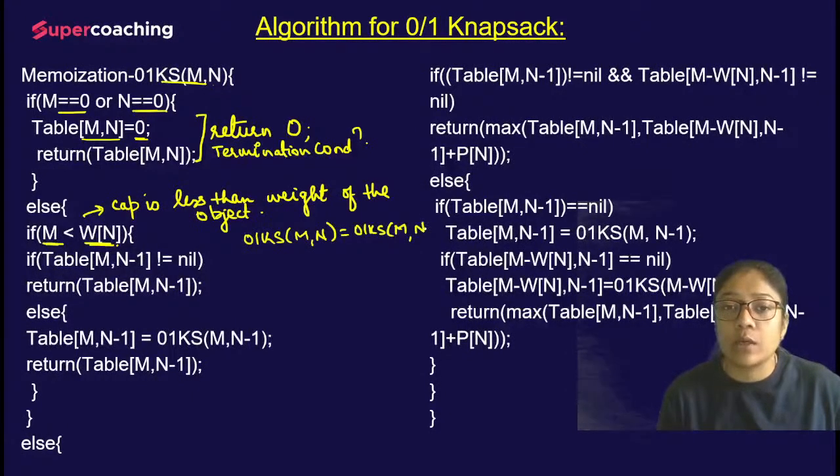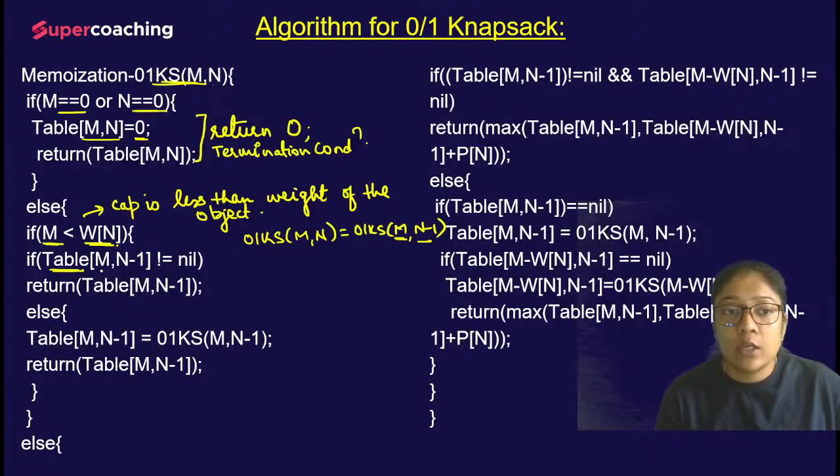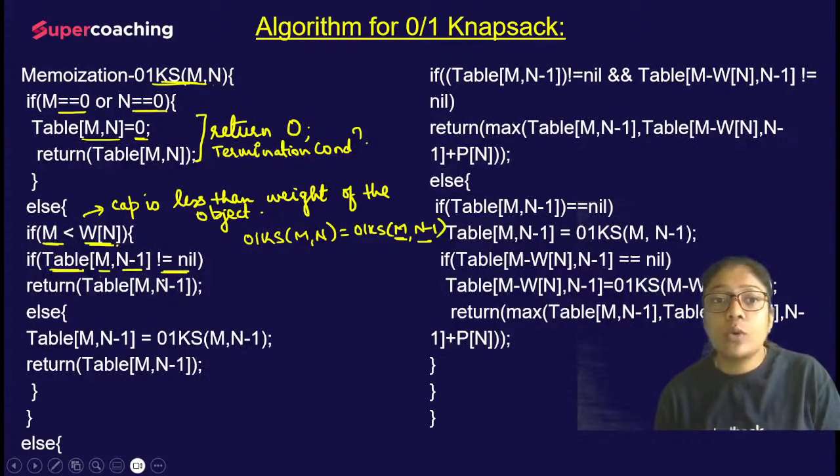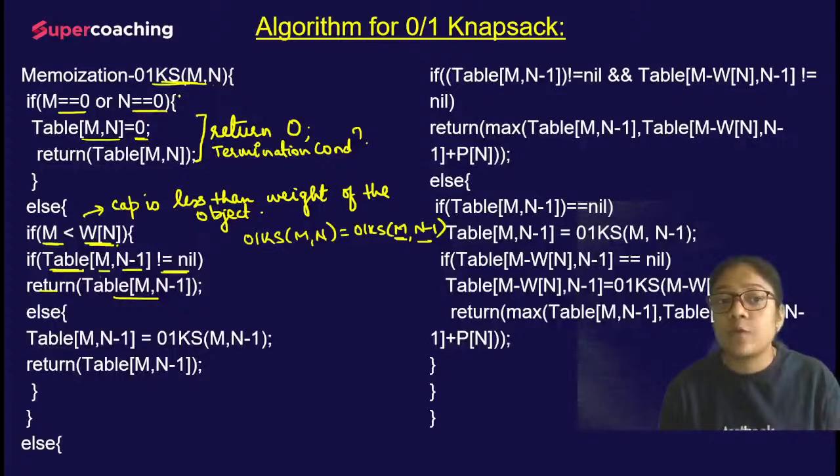Consider the next object. Instead of making a call to the same function, it is first of all looking into the table. Parameters क्या है? It is m and n. The table is a two-dimensional array, so two parameters are passed. M comma n minus 1 is not equal to nil. Is not equal to nil means ये problem पहले ही solve हो चुकी है, तो it is directly returning the value. यहाँ पे इसने function को call नहीं किया, recursive call नहीं आई.